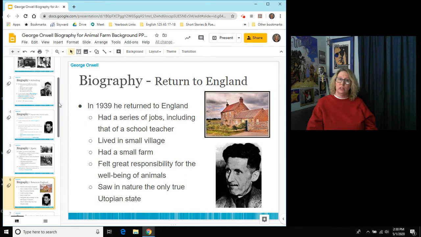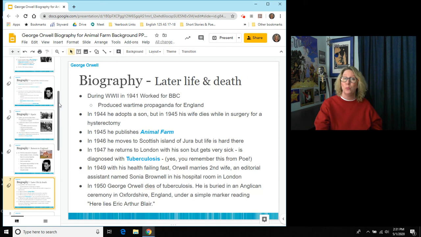But he lived in a small village and he lived on a small farm. And he noticed that with the animals that he took care of, they seemed to live in harmony, and he felt a great responsibility to take care of them and for their well-being, even if they were animals that eventually you might eat. He felt like you should take care of them, and he saw that in nature, that was the only place where there is a true utopia, right? A perfect balance.